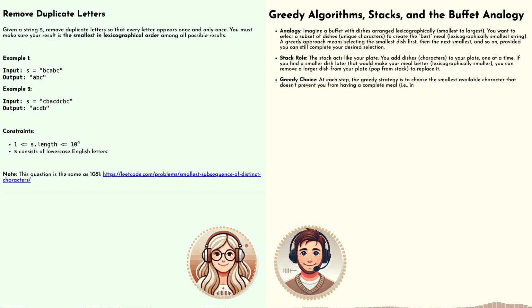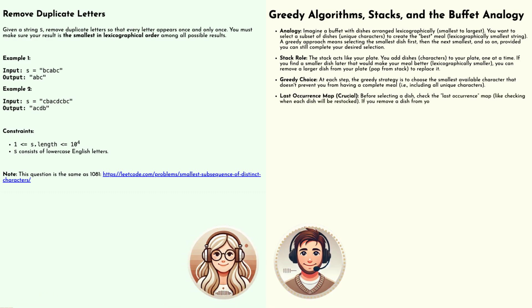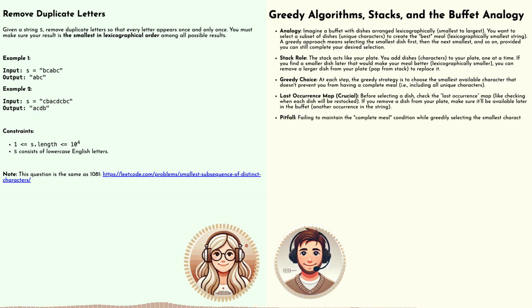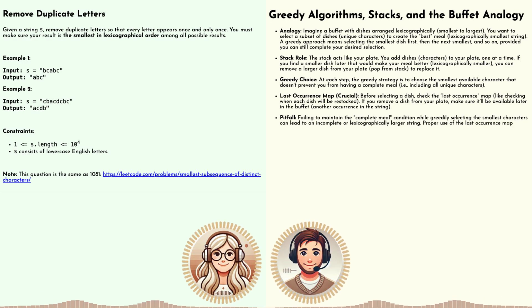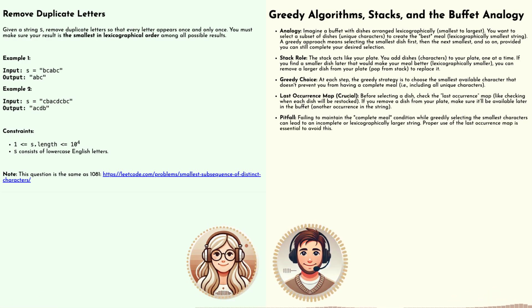What's a smarter way to approach this? Are there any hints in our source material? So our source material mentions this idea of a greedy algorithm, and using a stack data structure. A stack. Those are some pretty significant clues. Can you unpack those concepts for us?